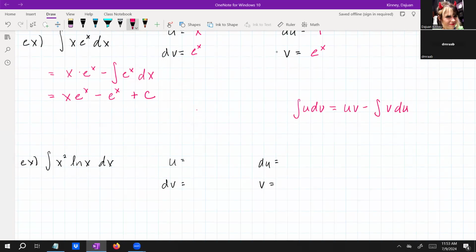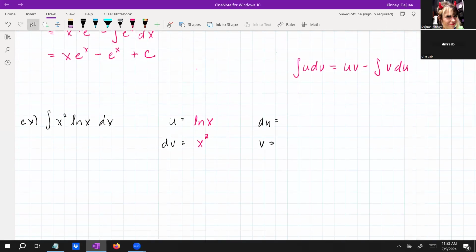All right. I look at this and say, okay, I want to take the derivative of something to make it go away, to make it better. In this case, if I take the derivative of natural log, that's 1 over x. That's pretty easy to deal with. So let's see where that leads us. Okay, so then my dv has to be x squared.